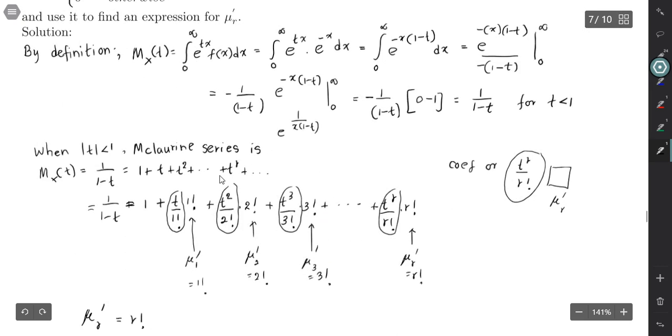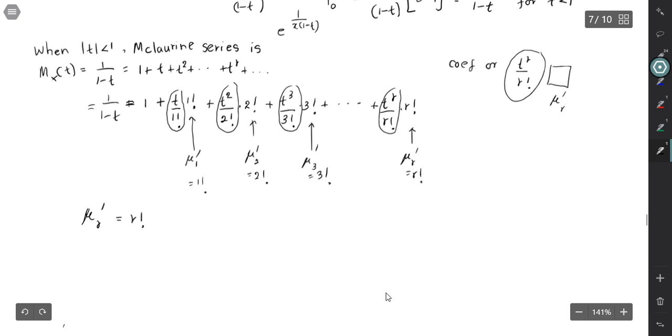After you find the Maclaurin series, try to get this expression t to the power r over r factorial. If you don't see it straight away, you have to rearrange the terms so you can get the t to the power r over r factorial term in your Maclaurin series. After you do that, whatever coefficient you get for this t to the power r over r factorial, those coefficients will be the moments of your random variable x.